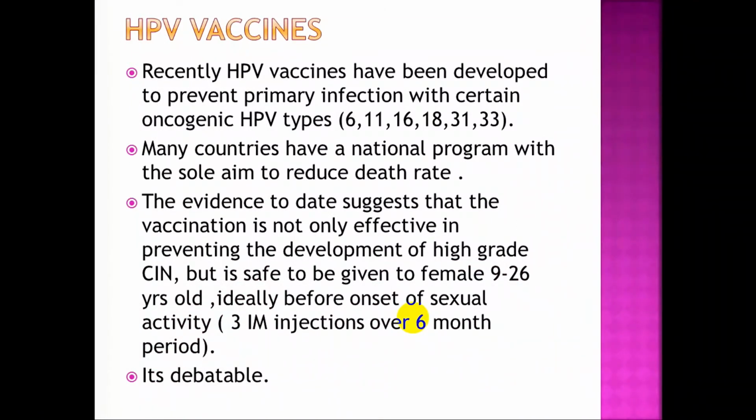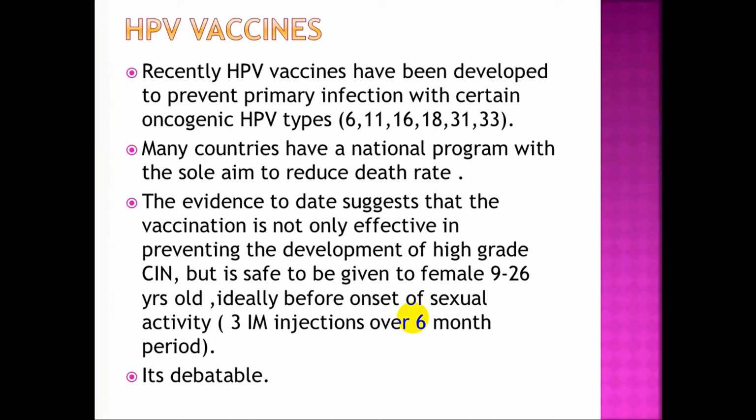Human papillomavirus vaccines. Recently, human papillomavirus vaccines have been developed to prevent primary infection with certain oncogenic human papillomavirus types, which are 6, 11, 16, 18, 31, 33. These strains are all important to know. Many countries have a national program with the sole aim to reduce the death rate.